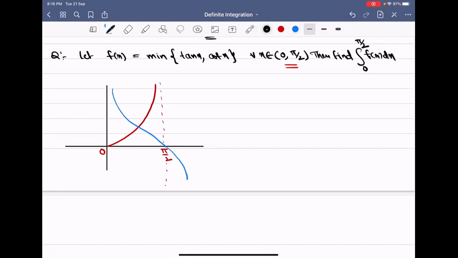So what is the intersection point here? Where tan x and cot x are equal, at pi by 4, because tan pi by 4 is 1 and cot pi by 4 is also equal to 1. This is the point of intersection. Now, our function is the minimum of tan x and cot x in between 0 to pi by 2.